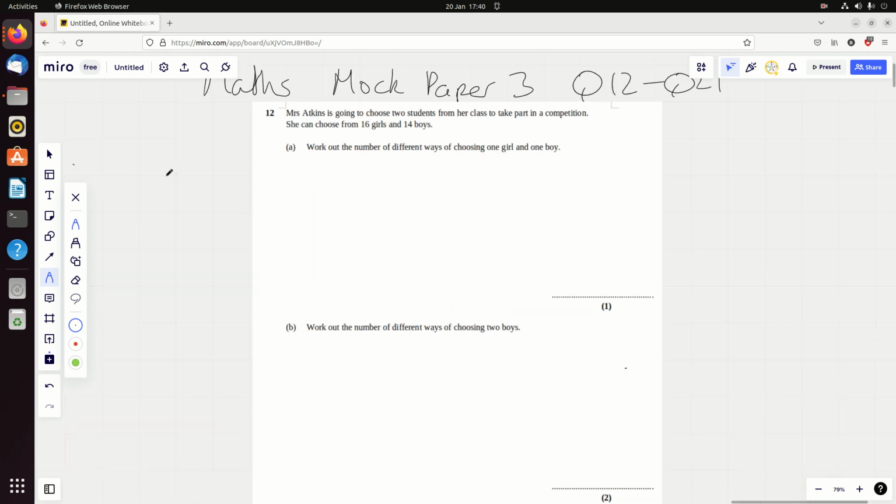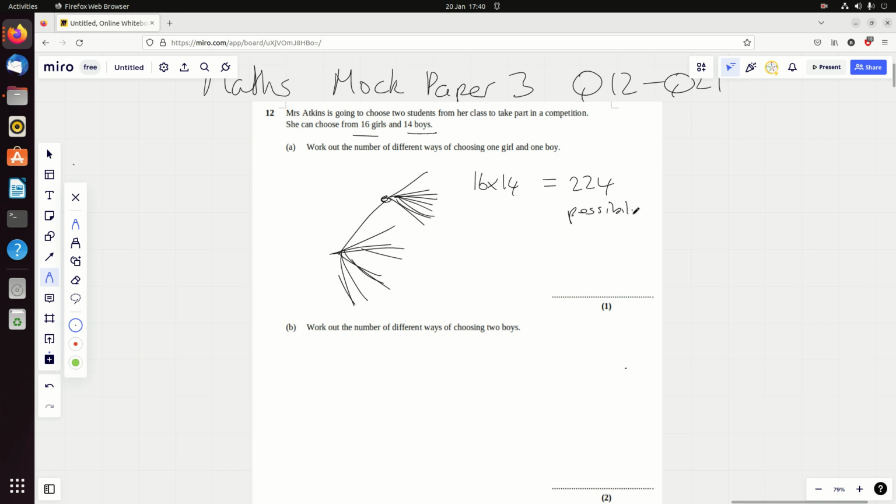Mrs. Atkins is going to choose 2 students from her class to take part in a competition. She's going to choose 16 girls and 14 boys. So work out the number of ways you can choose this. Well, the 16 girls are all in their own group. Imagine this, I call this a possibility tree. You've got 16 choices for the girls, but then for each girl, you could choose 14 different boys. So you need to do 16 times 14, and that's going to be 160 plus 64, so 224 possibilities.